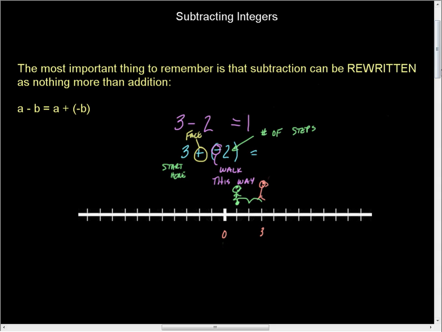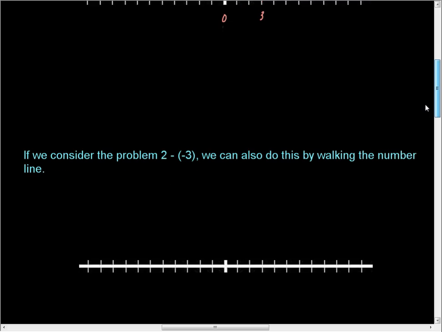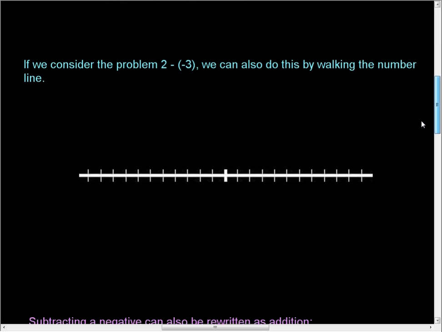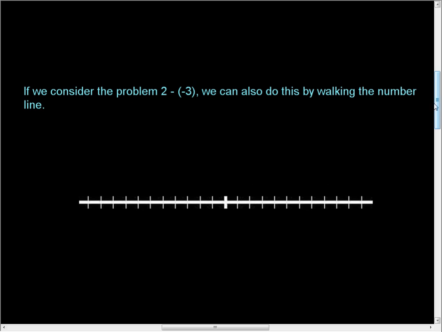Now, the hardest of the addition and subtraction, the most difficult for most people to get, is subtracting a negative. So I'm going to do one of those examples next. Suppose we consider the problem 2 minus a negative 3. We can do this as well by walking the number line.